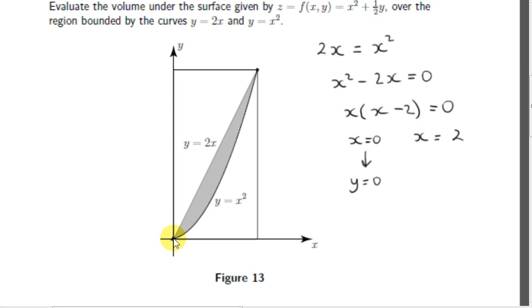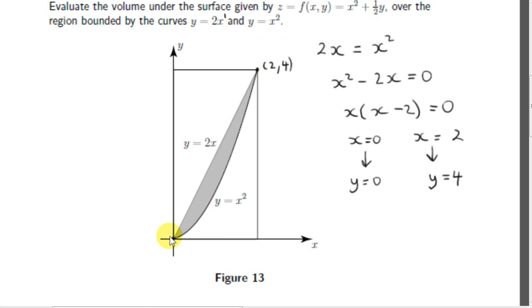So that's a point on the boundary of this region. And when x equals 2, if we plug 2 into, say, this here, we get y equals 2 times 2, which is 4. So when x is 2, y is 4. Now y equals 2x is a straight line. It's a linear function of x. So we can just connect these 2 points to get y equals 2x.